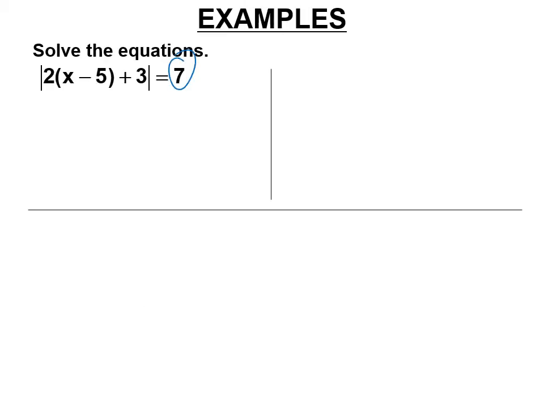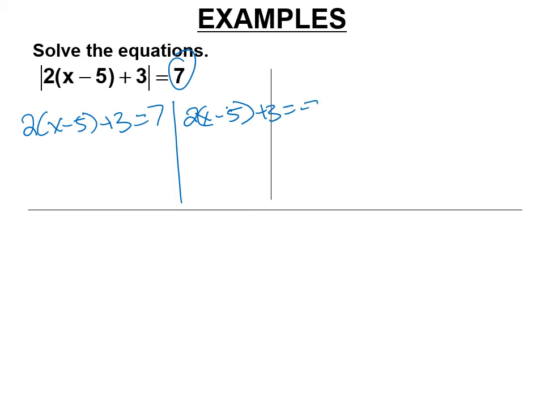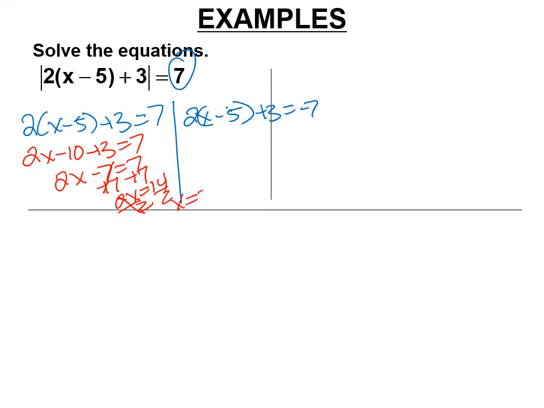Okay, so this equals a positive there, and so all of that big mess, right? If that whole mess equals 7, it will be true. And if that whole mess equals -7, it will be true. So let's solve it twice. So we have 2x minus 10 plus 3 equals 7. 2x minus 7 equals 7. Add 7 to both sides. 2x equals 14. Divide by 2. So one of the solutions turns out to be 7.